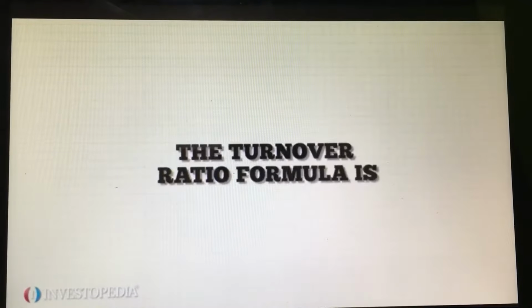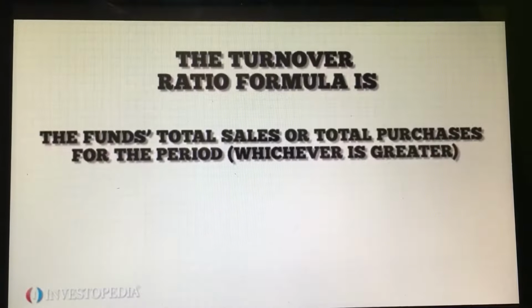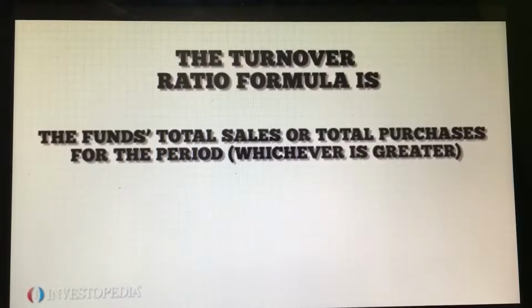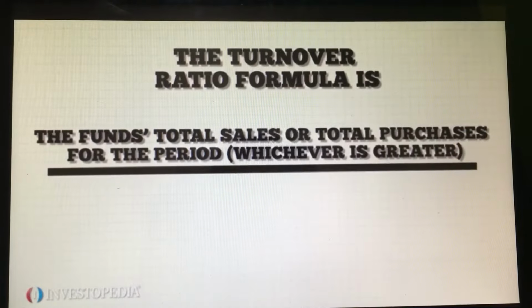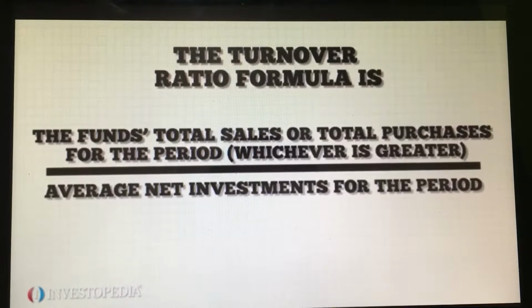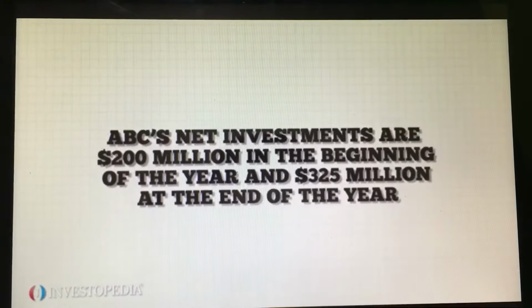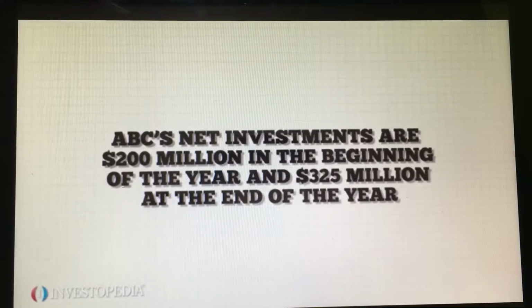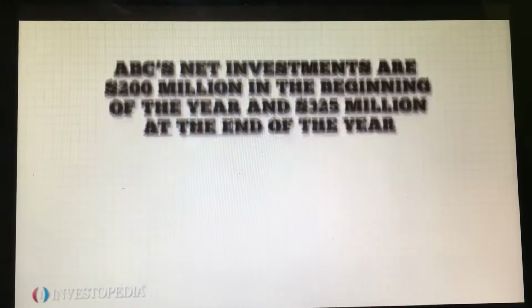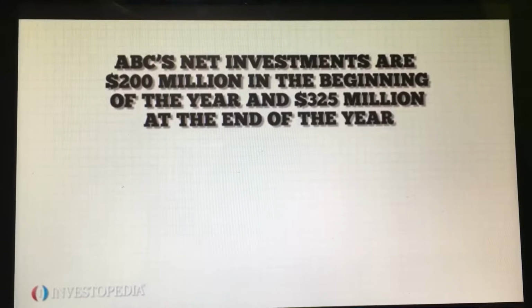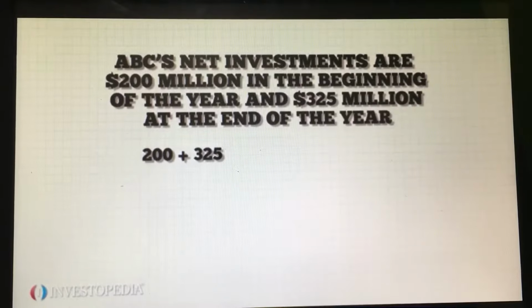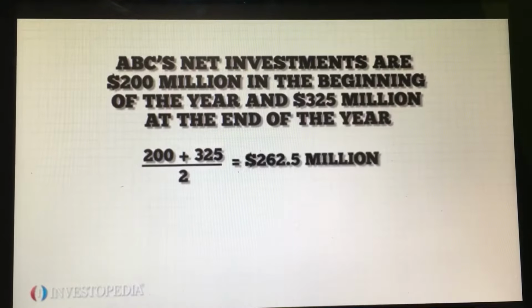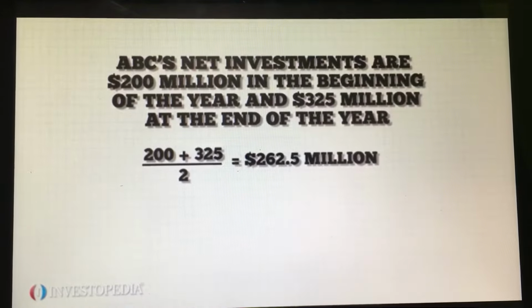The turnover ratio formula is the fund's total sales or total purchases for the period, whichever is greater, divided by average net investments for the period. ABC's net investments are $200 million in the beginning of the year and $325 million at the end of the year. Thus, its average net investments for the year is (200 + 325) / 2 = $262.5 million.